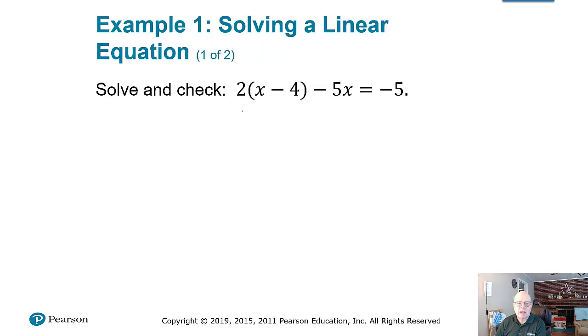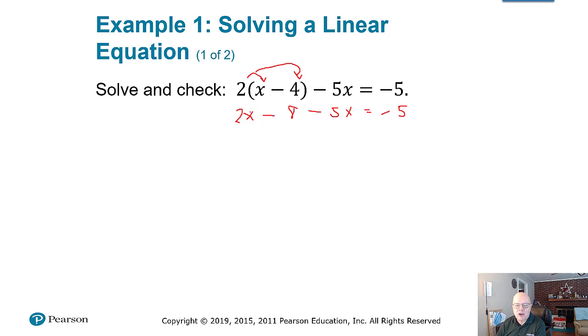So here's an example, and remember I'm using the mouse, so bear with me on this. So 2 times x minus 4, use the distributive property. You're going to multiply times the x and times the 4. So you have 2x minus 2 times 4 is 8, minus 5x, we're still on the left side, and then comes the equal, and the -5 is all by itself, so we don't do anything with it right now. So we took care of the parentheses here, the grouping symbols, with the distributive property.